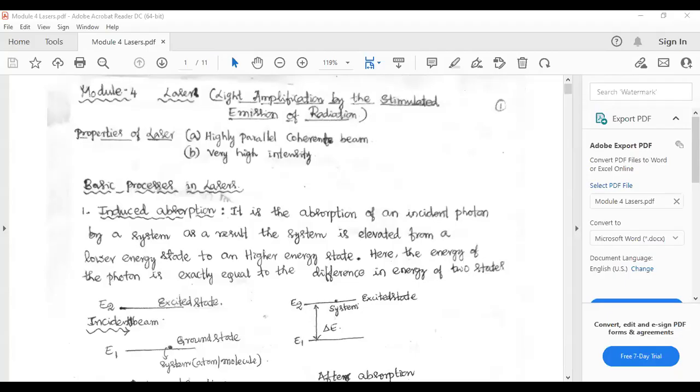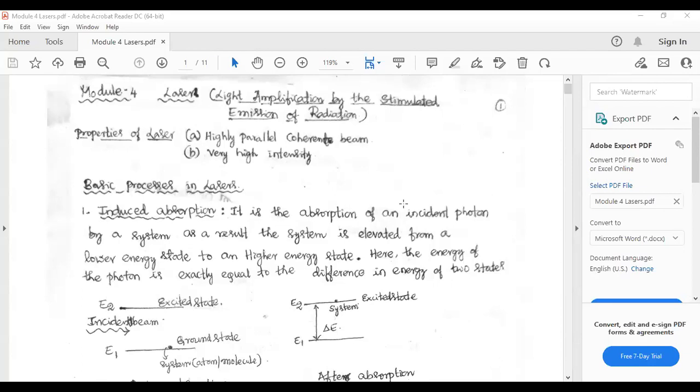In the last class, I explained the basics of laser action, and the three ways in which radiation interacts with matter. Whenever radiation interacts with the matter, induced absorption or stimulated emission may take place, and spontaneous emission is the natural process that will also occur. These are the three processes when radiation interacts with matter.